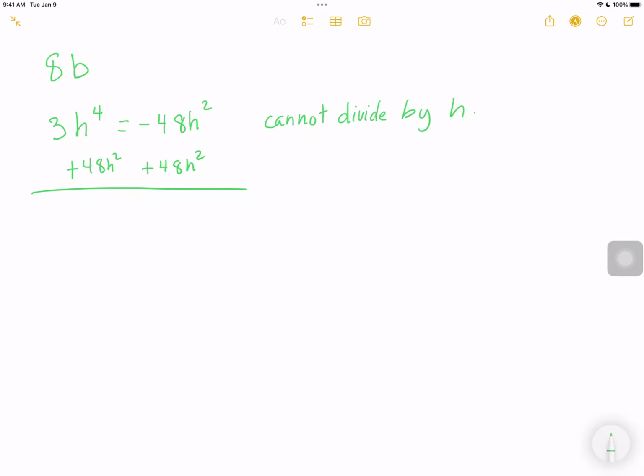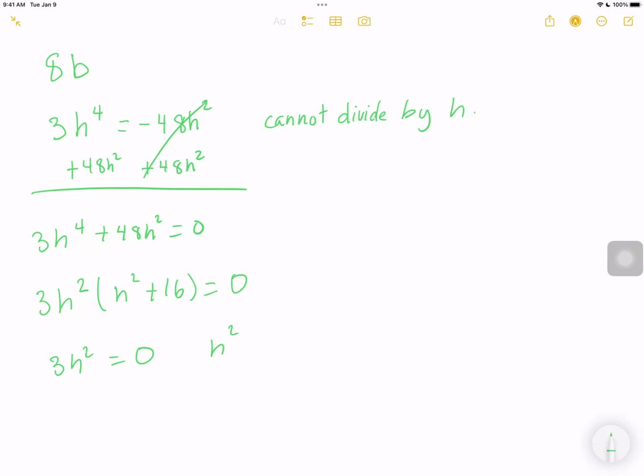So I'm going to add 48h squared to both sides. And that will leave me with 3h to the fourth plus 48h squared equaling 0. And of course, equaling 0 will allow us to use the zero product property. And so I can factor out a 3h squared, and that will leave me with h squared plus 16 equals 0. And so I'm going to have 3h squared equaling 0, and I'm going to have h squared plus 16 equaling 0.